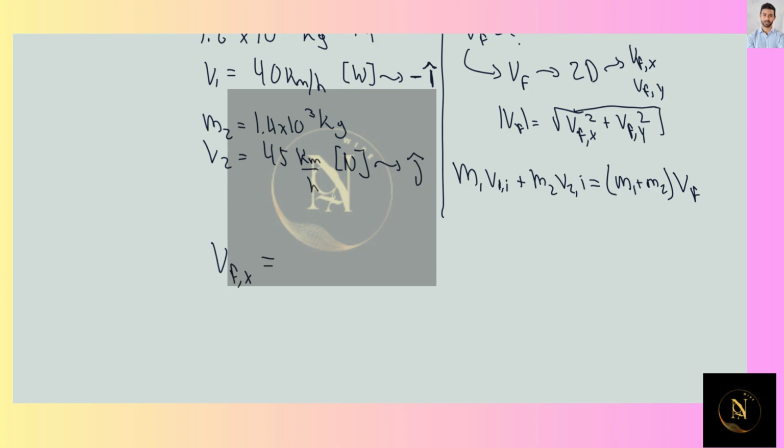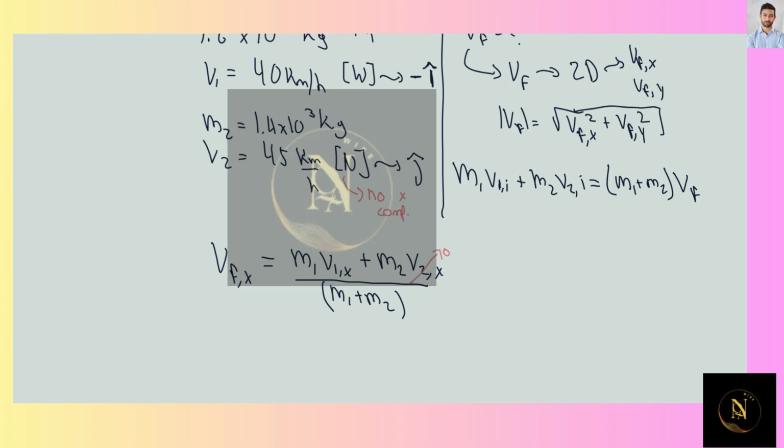So in the x-axis, the final velocity is going to be equal to mass 1, velocity 1 on x, plus mass 2, velocity 2 on the x-axis, divided by mass 1 plus mass 2. In this case, as you can see, the second car has no x component. That means that this term is going to be equal to 0.